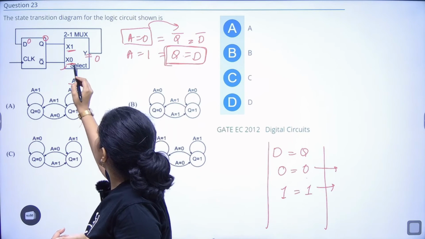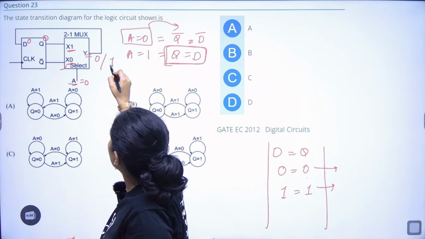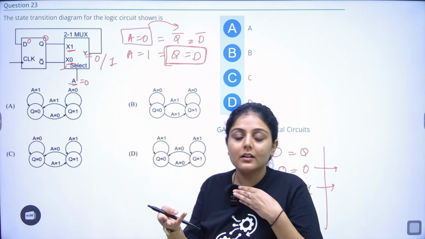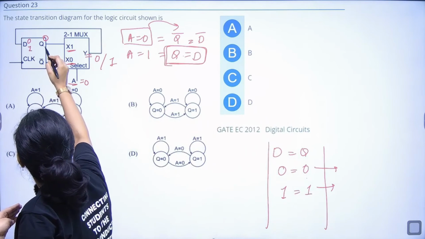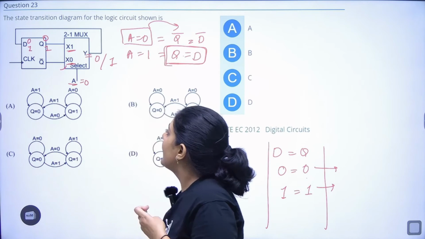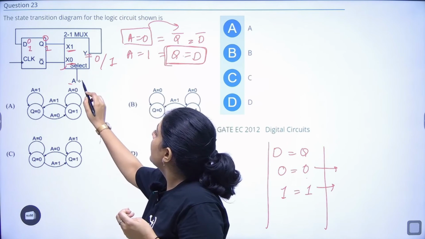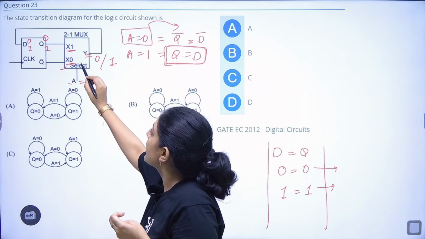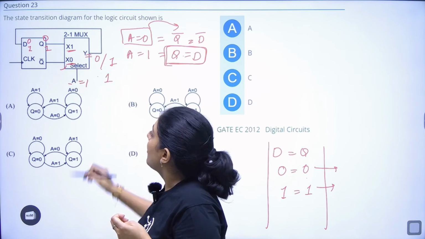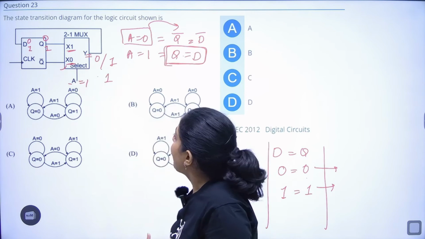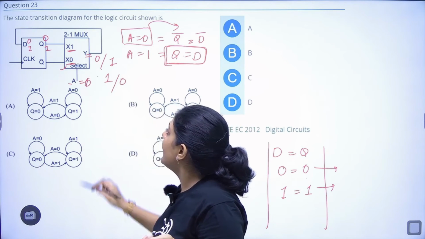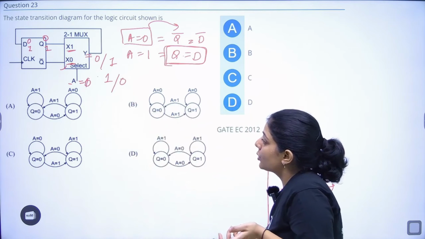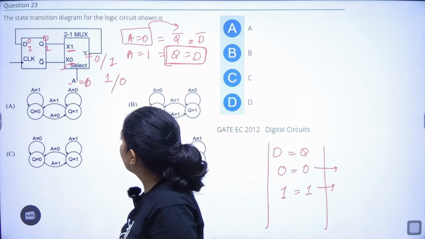If A value is equal to 0, the next value will become 1. And if D value is 1, Q value will also become 1. If A value is 1, it will remain in the same state. The output will be 1 only. But if A value is 0, the output will be the next one. So which will be satisfying it?